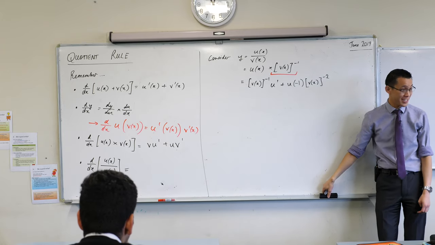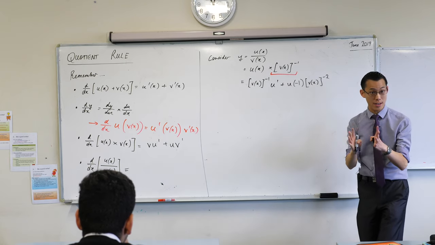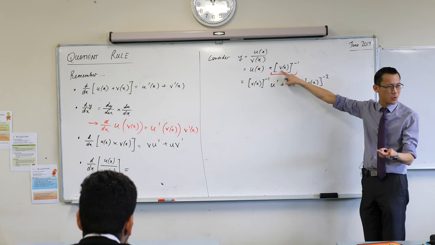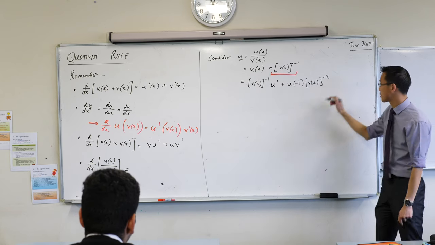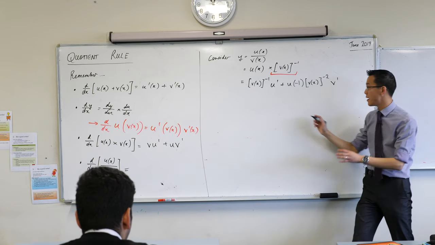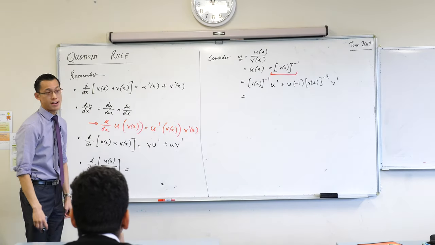Now I have to handle the inside. What is the inside function here? It's v. There it is, right there. So what would I call the derivative of this? V-dash. Just call it v dash. Okay, this looks like a bit of a garbled mess, but we've done all the hard work. Now we just need to tidy this up algebraically.